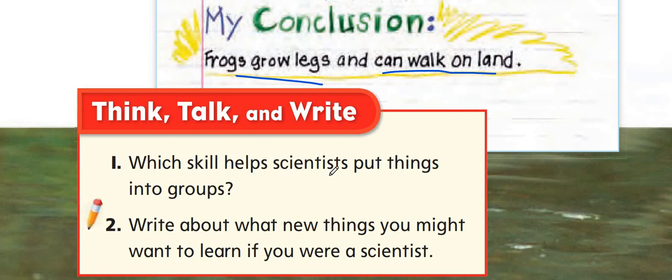Think and talk and write: which skills help scientists put things into groups? We said that they observe, they compare, they classify, they arrange. Write about the new things you might want to learn if you were a scientist. We can search for it.